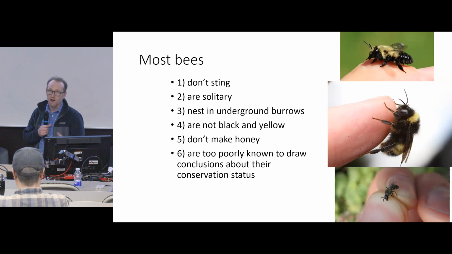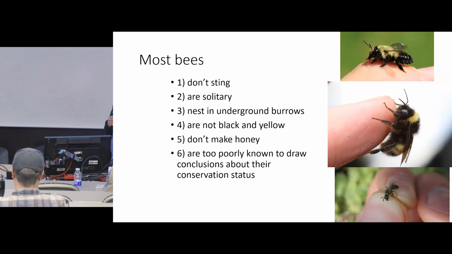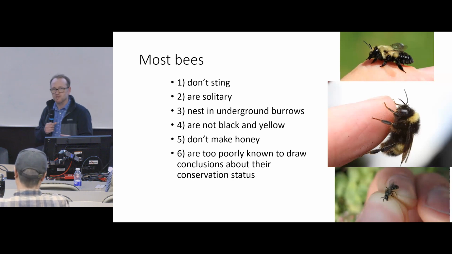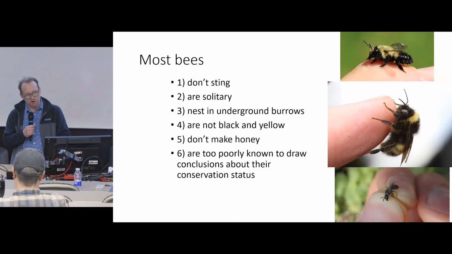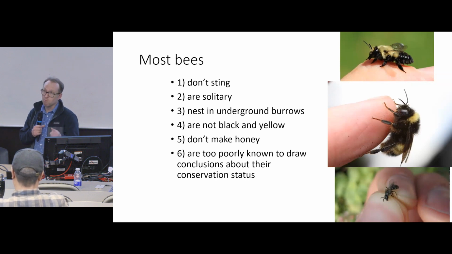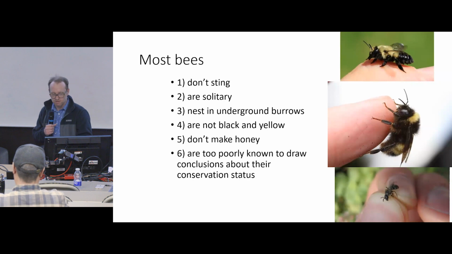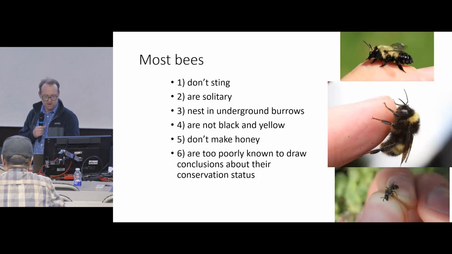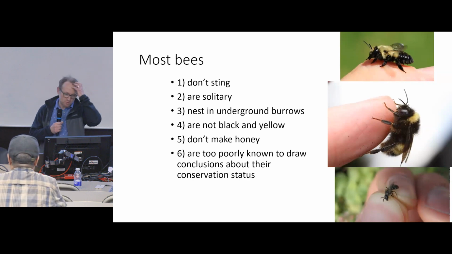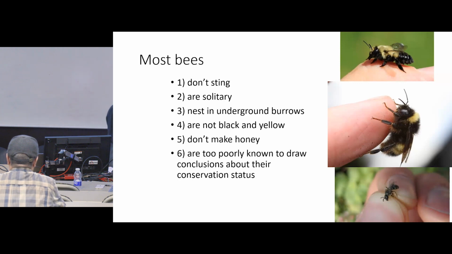So most bees are actually solitary. They don't have queens and workers, and they mostly live in the ground. About 70% of bees make nests in the ground. Typically, they're not black and yellow. They don't make honey. Bumblebees make tiny amounts, but most of the species that we have in Canada do not. And most bees, we have pretty good information about the status of honeybees in Canada.